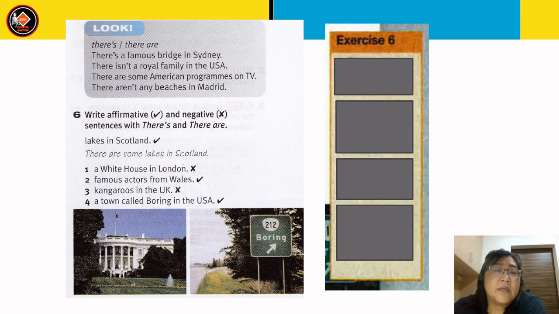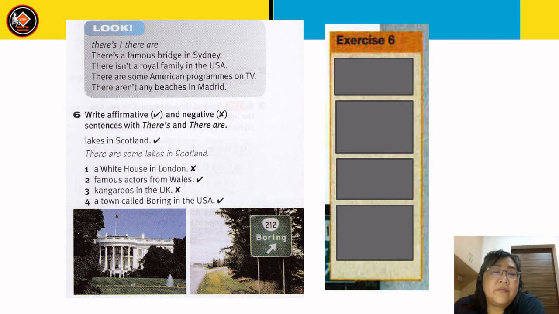Now let's look at there's and there are. So there's a famous bridge in Sydney. There isn't a royal family in the USA. So you use positive or affirmative and negative. Next, there are some American programs on TV. Next one, the negative, there aren't any beaches in Madrid.